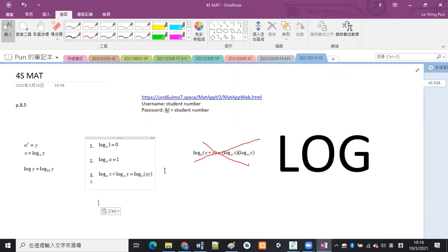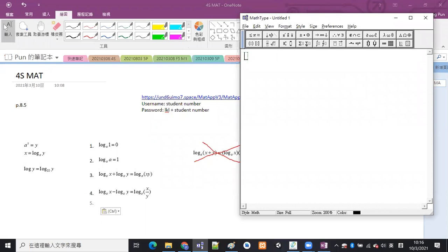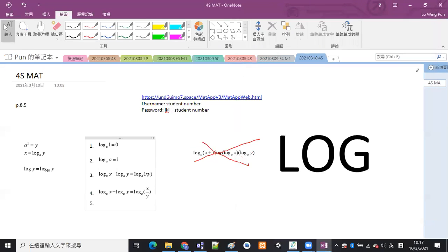Remember that here all the bases are the same base. And then the fifth one is like this: log x to the power k, and then the index inside the log can be moved to the front of the log. So it's k times log x base a. Okay, so that is like this.